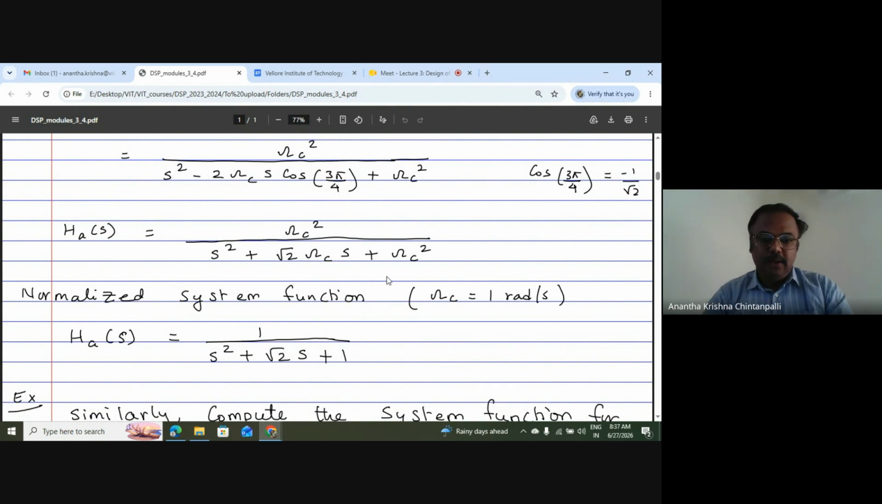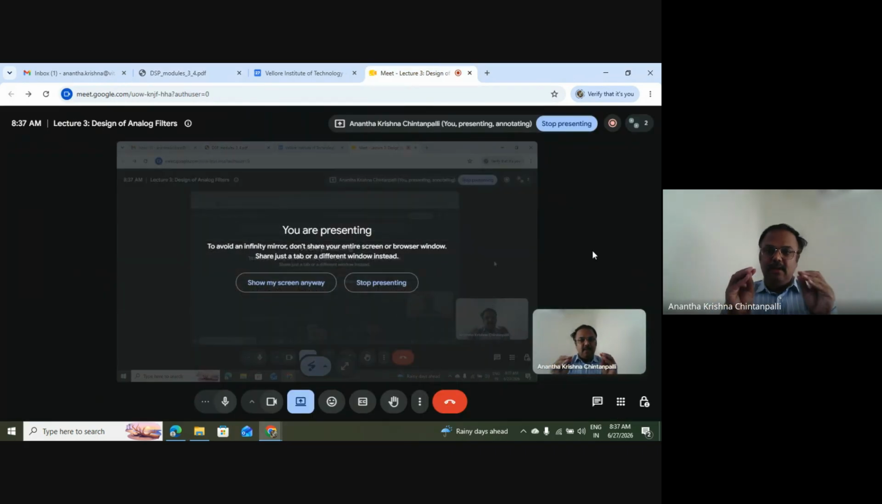Now, what we are going to do here is the same thing. I'm planning to compute the system function for a Butterworth low pass filter for n is equal to 3. So now let's start thinking n is equal to 3, before we go into an actual derivation and try to get the exact value and compute the actual expression for H(s).